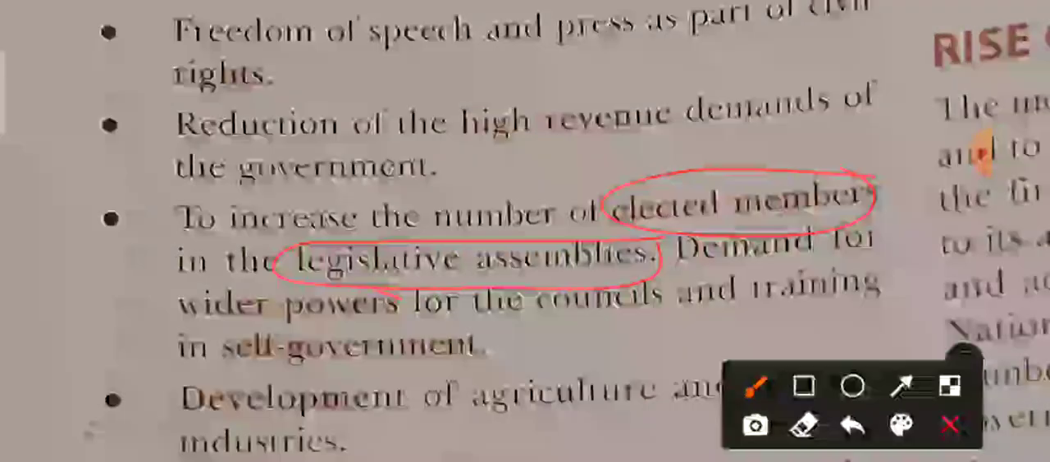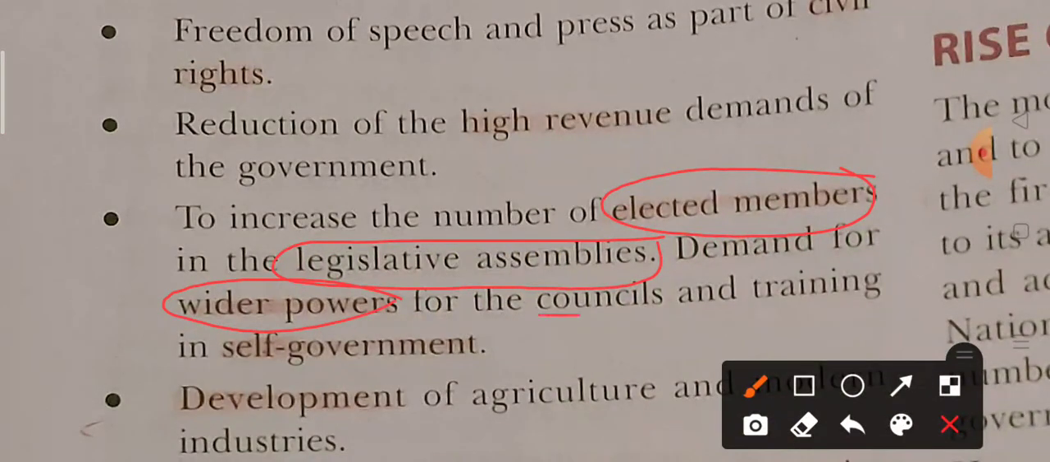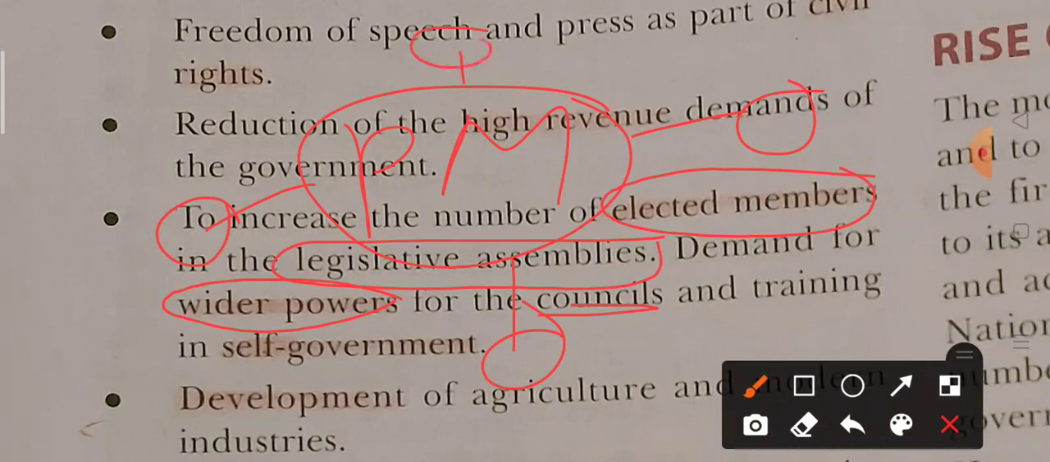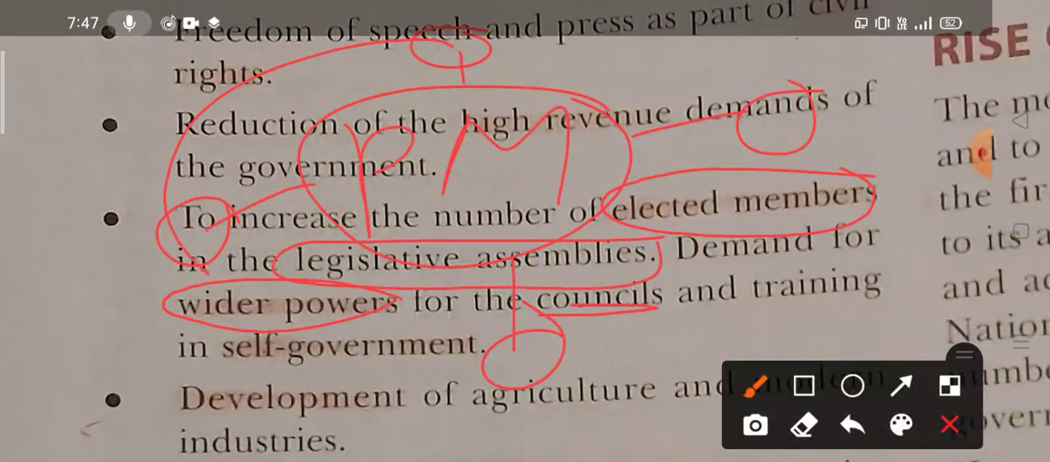And the next demand was wider power for the councils. So what were the councils? You can try to understand in the present time. Here is the Prime Minister of India, and he prepares a cabinet. It's called the cabinet. In the time of the Britishers, this was the council.